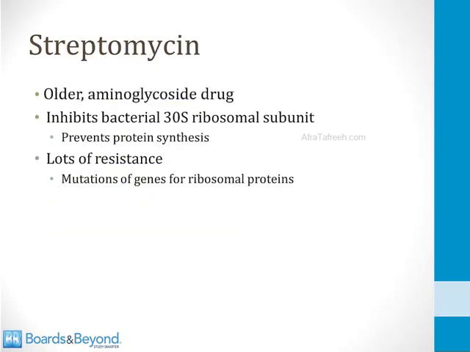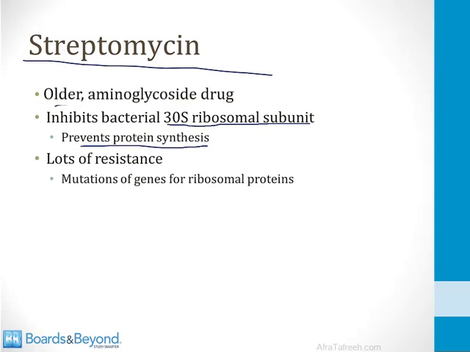And then the last drug I'll talk about is streptomycin. So this was the first drug ever developed for tuberculosis in the 1940s. It's the first aminoglycoside that was ever developed. It's a very old aminoglycoside drug. And it inhibits the bacterial 30S ribosomal subunit, and this prevents protein synthesis. The problem is there is a tremendous amount of resistance to this drug. Mutations of genes for ribosomal proteins develop, and then it doesn't work anymore. And for this reason, streptomycin is rarely used anymore.